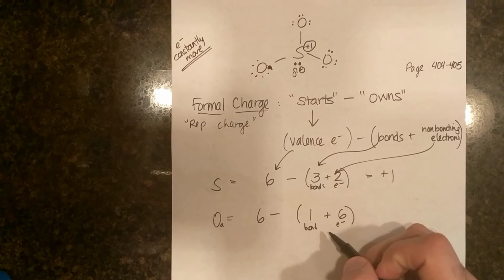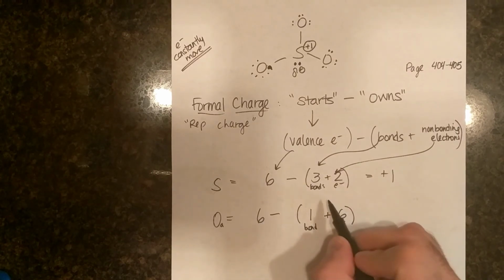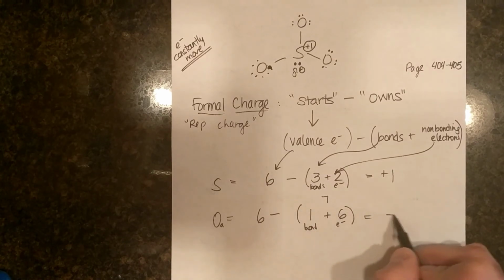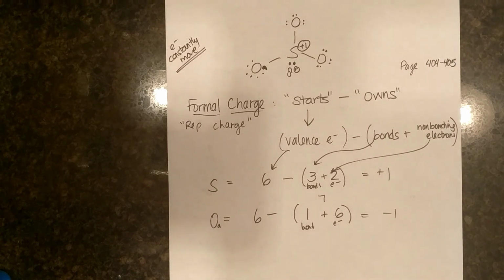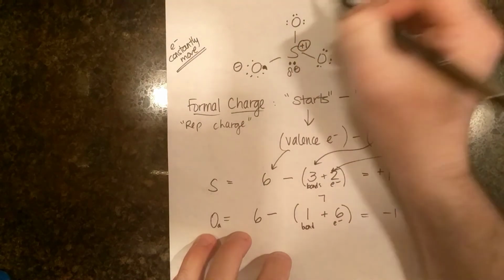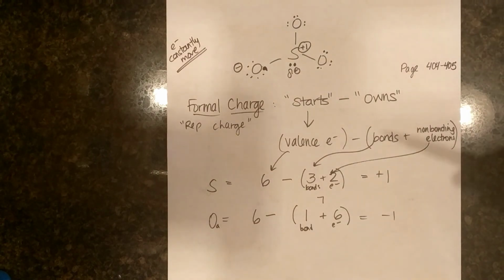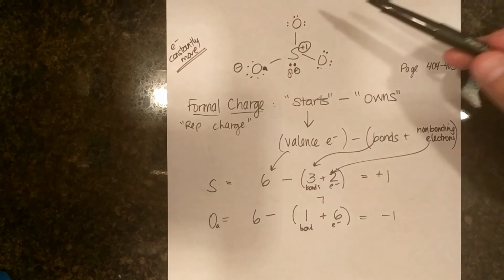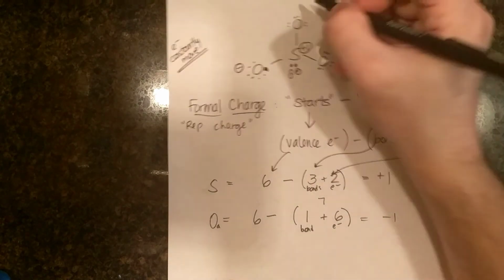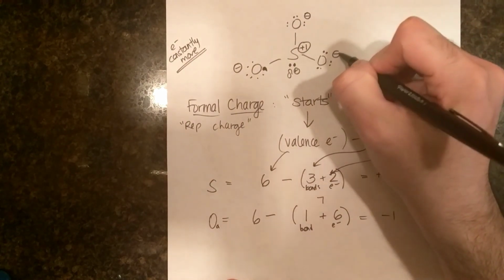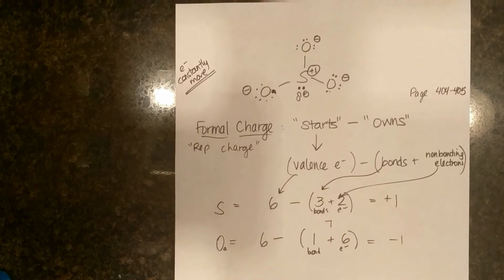So if I want to do this formal charge, I'll do 6 minus 1 plus 6, this is 7. 6 minus 7 equals -1. And surprise, surprise, that matches the idea that oxygen needs to be slightly negative or have that delta minus. And it's going to have a -1 charge. Now, if I do the formal charge of the other oxygens, it's going to be the exact same. So each of them has a -1 formal charge.